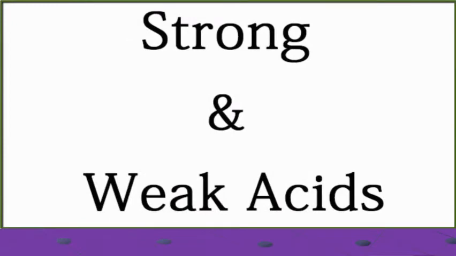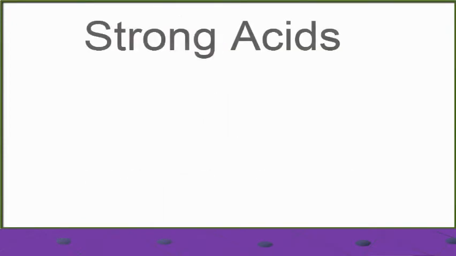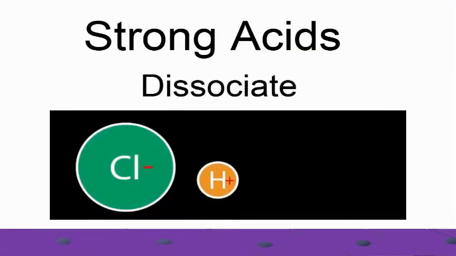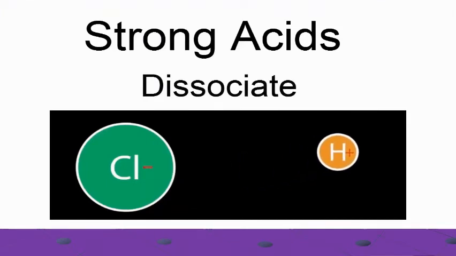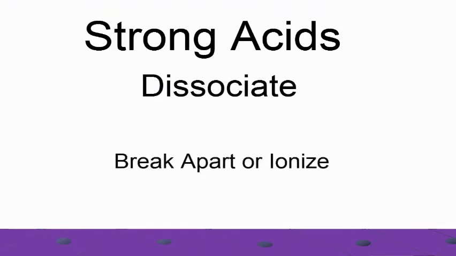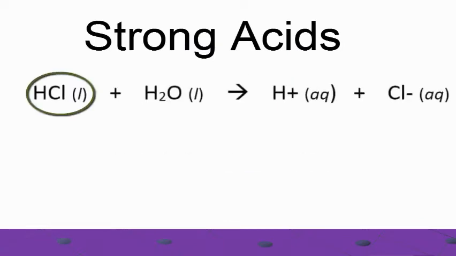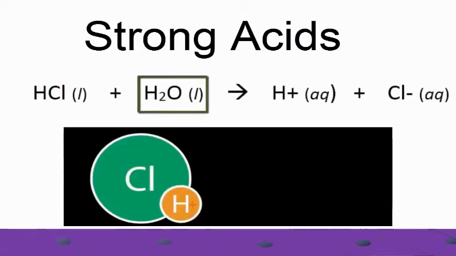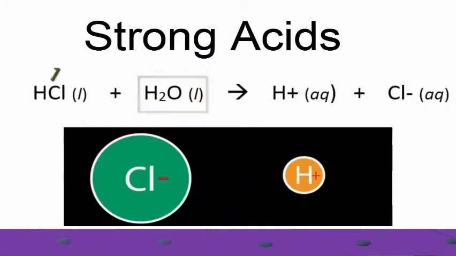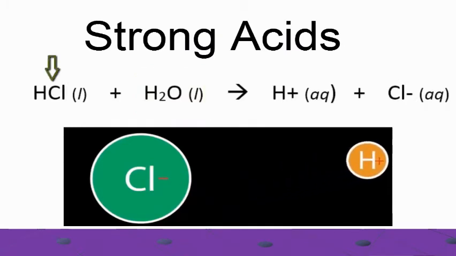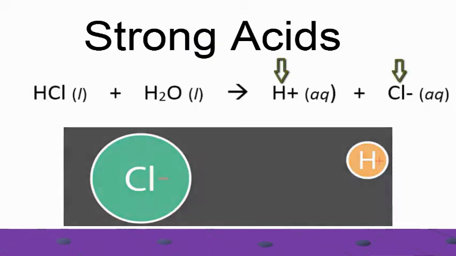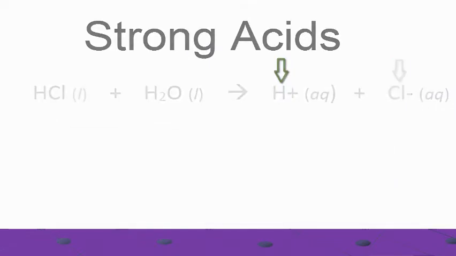This is Dr. B. When we talk about strong acids, we're talking about acids that dissociate completely in water. You can think about dissociate as breaking apart, forming ions, or even dissolving. Let's talk about HCl, hydrochloric acid, a very common strong acid. We put HCl in water, and it's going to dissociate completely. That means we have our liquid HCl, our strong acid, and our water. We put them together, and the H's and Cl's dissociate. They break apart into H+ and Cl-, and they're dissolved in the water.